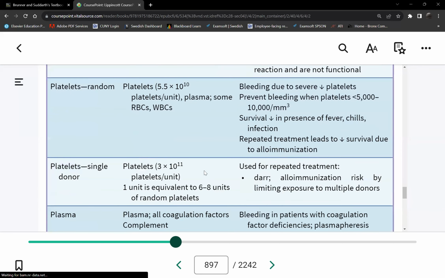Now, for some patients, though, that have cancer or are immunocompromised with histories of blood transfusion reactions, those patients are special. So they need a single donor platelet. Okay, so here's the indication: used for repeated treatment of alloimmunization risk. Again, these patients that receive single donor platelets are usually cancer patients. Okay, doesn't matter if they're adults or children, they require single donor.